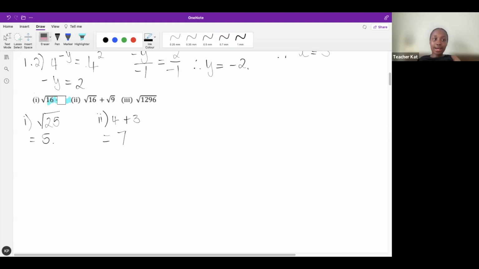So if you are adding under a square root, you are not allowed to split them up. That's not how it works. You can only split them up when you are doing what? When are you allowed to split the sum up? Does anyone know? Thank you, Seth. When you are multiplying or doing what?